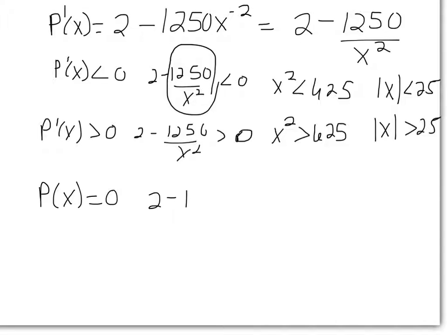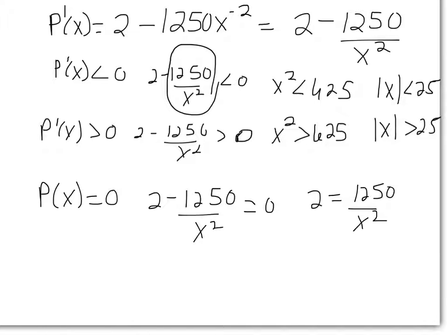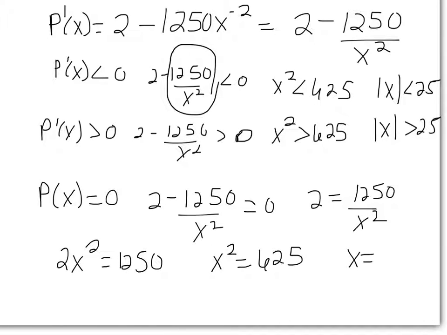So we're going to solve it very similarly to what we were doing with the absolute values. I'm going to move the 1250 over x squared to the other side to keep it positive. I'm going to multiply both sides by x squared, and divide both sides by 2, getting me 625. And when I square root that, I get x is plus or minus 25. Obviously, we aren't going to have a negative distance, so we know that this must be 25.